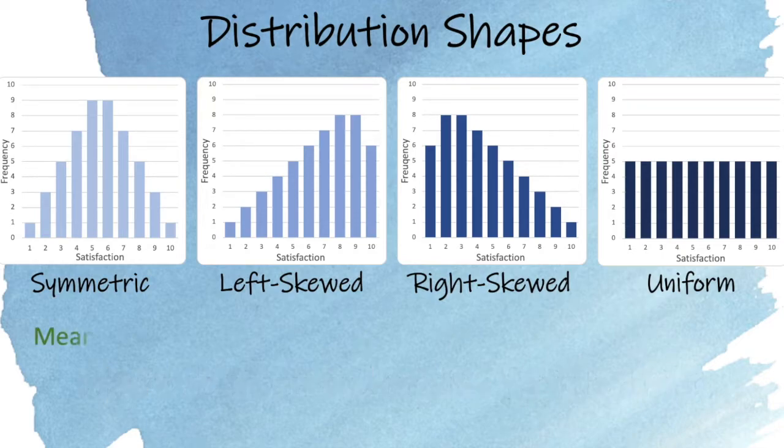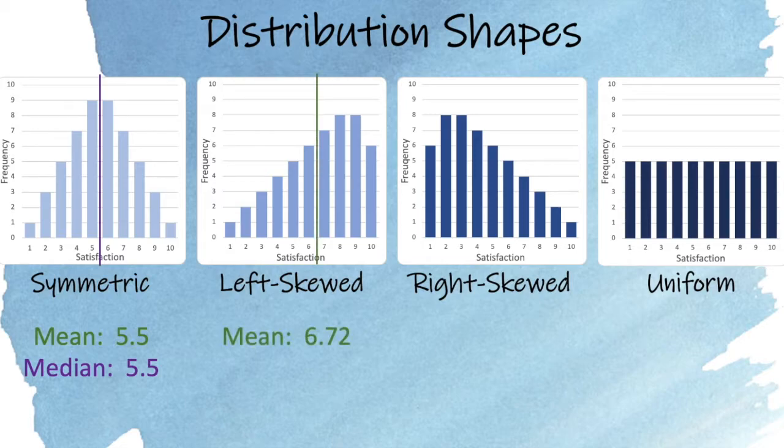Okay, let's look at the symmetric distribution. The symmetric distribution has a mean of 5.5, so that's smack in the middle. If you find the median, well, it's also 5.5, which is smack in the middle. Okay, let's look at the left skewed. Has a mean of 6.72. If you find the median, the median's a little bit higher. The median is at 7.